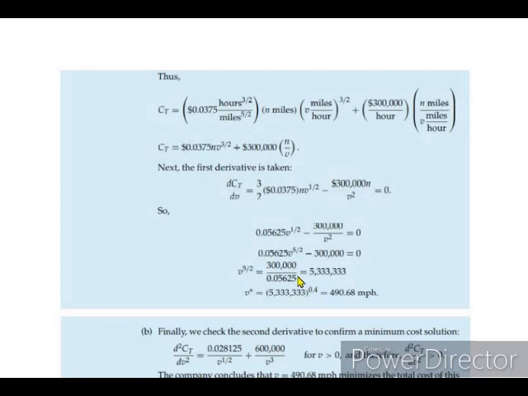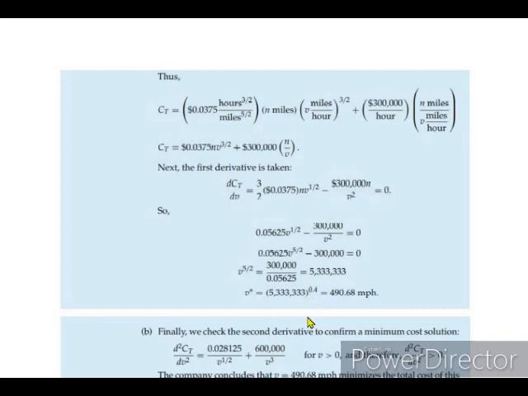So if we divide it, we will have 5,333,333. Next, we will just raise both sides to the 2/5. So the 5 halves here is cancelled. Now 2/5 is equal to 0.4.